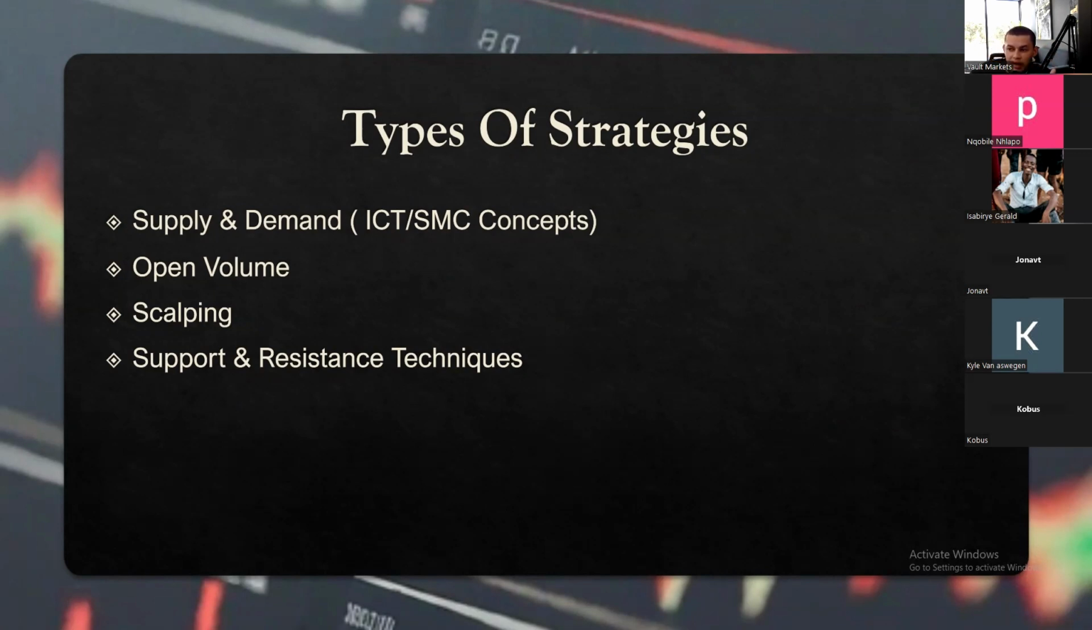Now, it depends on your contract size as well. If you have a small contract size, your risk is obviously smaller. But if you're going to try and catch small moves on a small account, then I would recommend doing it on a micro account. So scalping is one. Then you also have support and resistance techniques, also key levels.